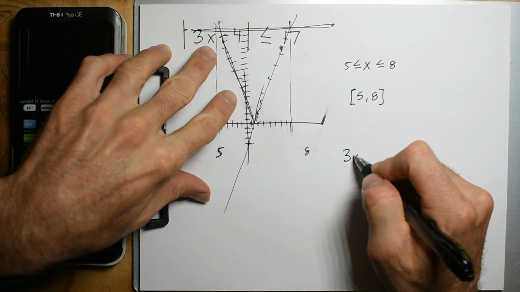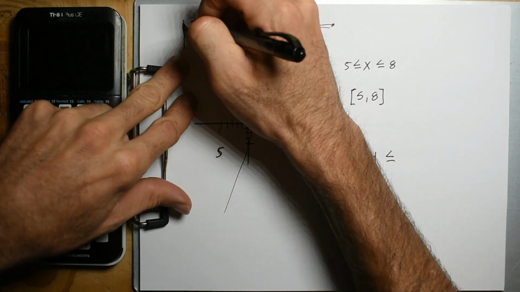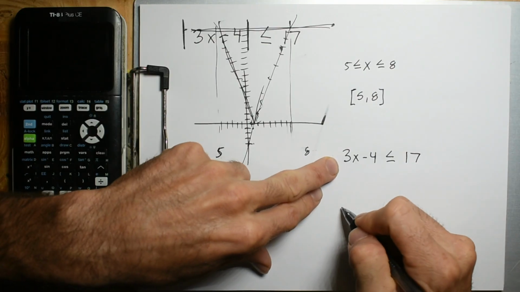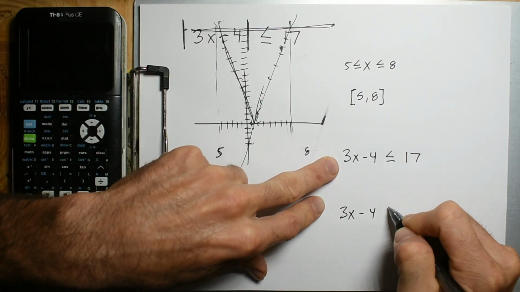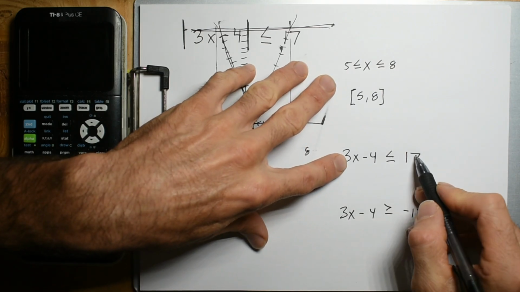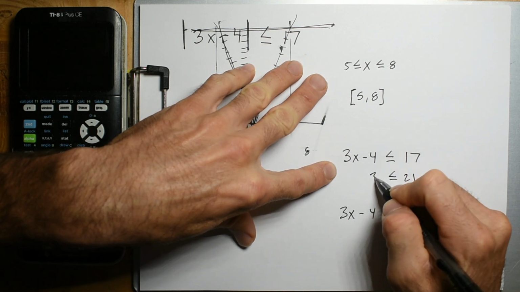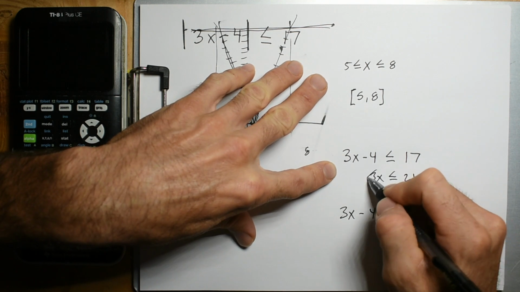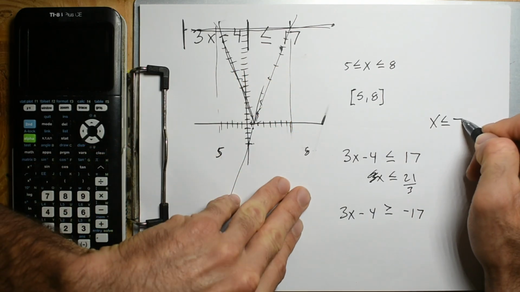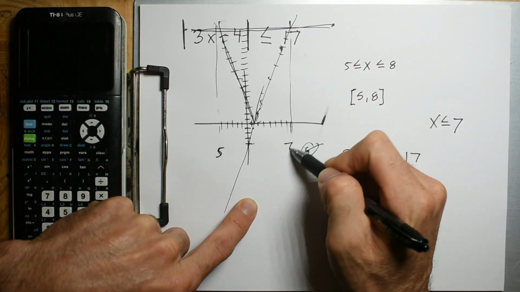So we have 3x minus 4 is less than or equal to 17. I get rid of the absolute value by doing two equations. And then we have 3x minus 4 is greater than or equal to negative 17. I'm going to add 4 to the other side. That's going to be 21, and I'm going to have 3x. So I can just say x is 21 divided by 3. x is less than or equal to 7. And hell yeah, that's about what we had. We thought it was 8, but it's 7.